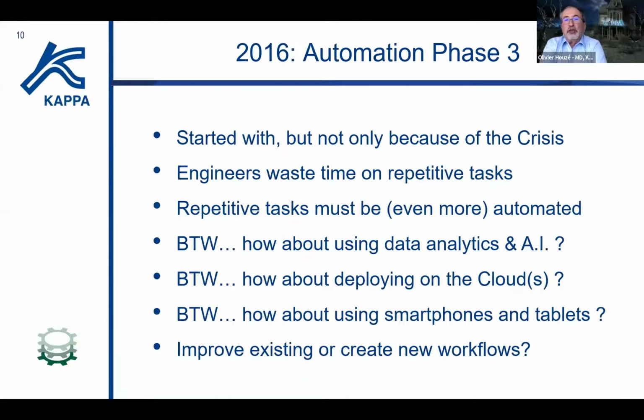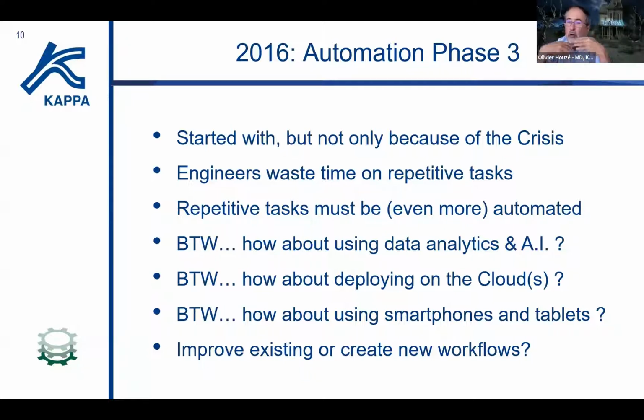And then the third phase of automation struck, and this happened in 2016. Of course, as you recall, this was the time of our first crisis, at least the first recent crisis. But even though it probably sped up the process, it had to happen no matter what, because the operators that were using our systems got back to us to say, okay, it's nice, but it's not good enough. Engineers are still wasting too much time on repetitive tasks.